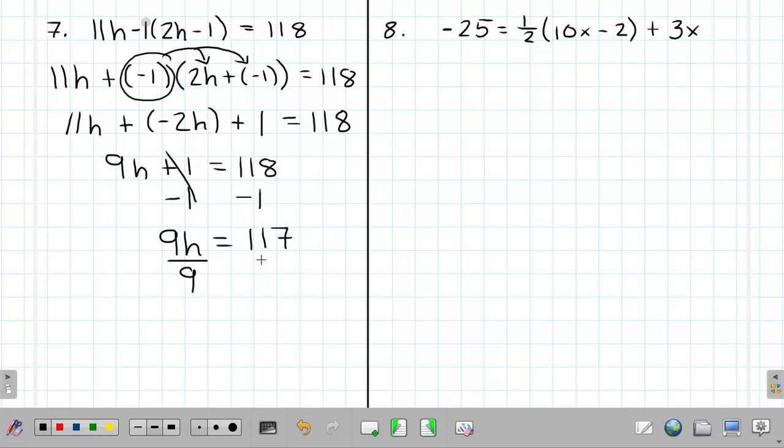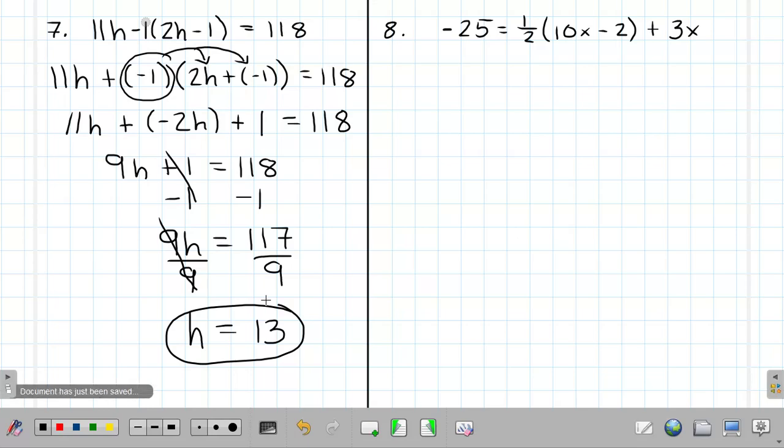Divide by 9, divide by 9. H is equal to... and once again, this is another one where I don't expect you to do this. This is one that you probably didn't have in your times tables because you normally only went up to 12, because 117 divided by 9 is 13. So H is equal to 13.